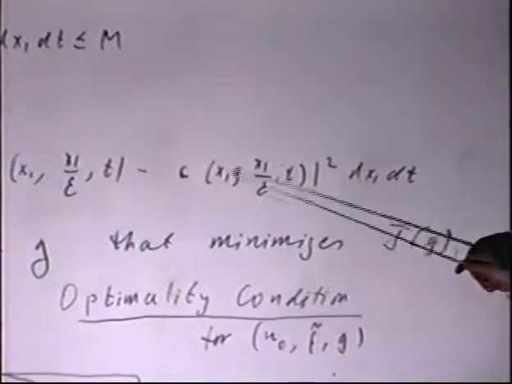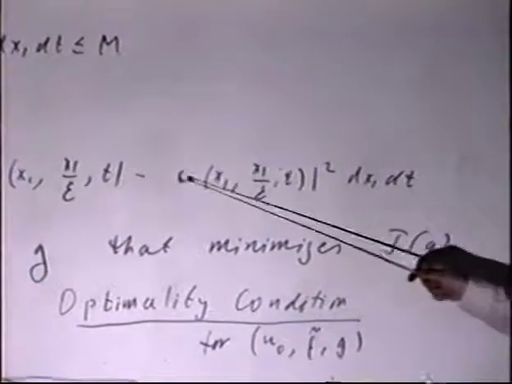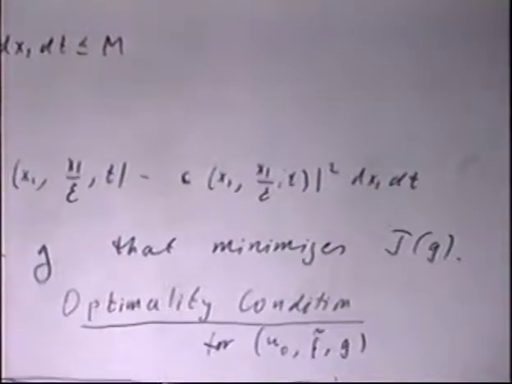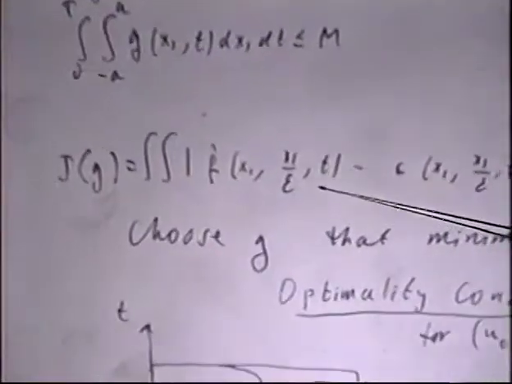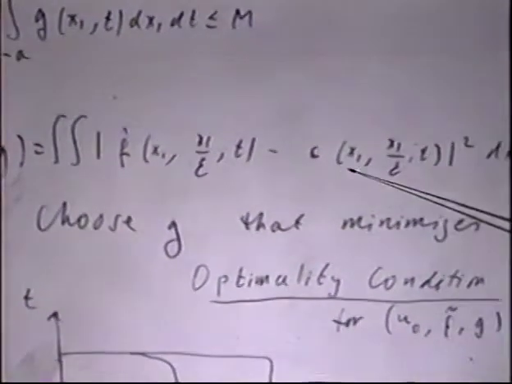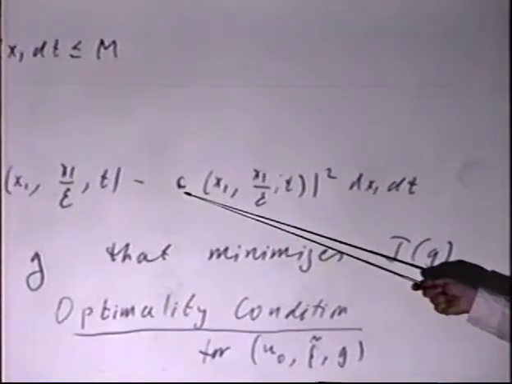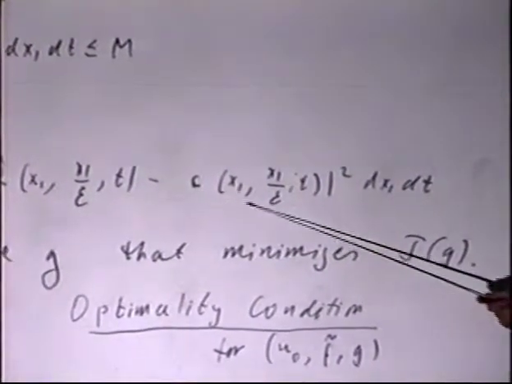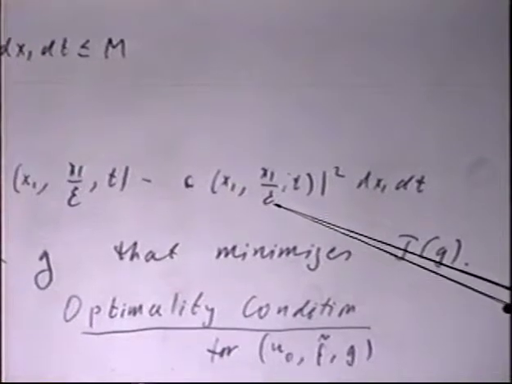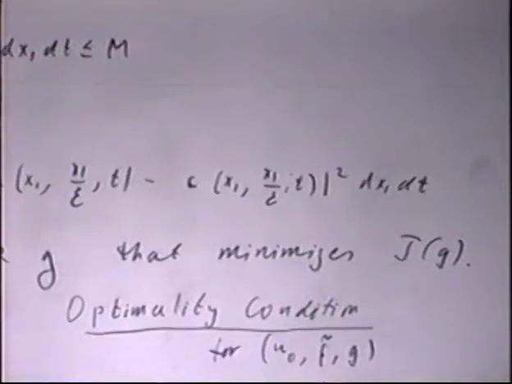C of x1, x1 over epsilon, and t. C is the level that we want to achieve. And the question is, how to choose g such that the boundary of the film will be as close as possible in the L2 norm to a given shape that we want to achieve. So we want to minimize this function.